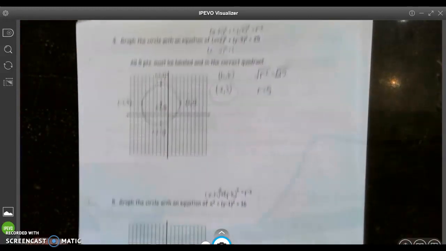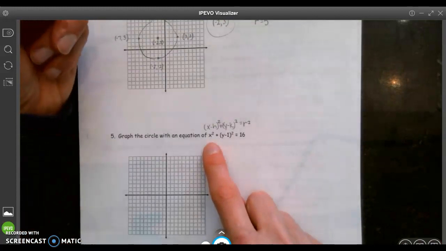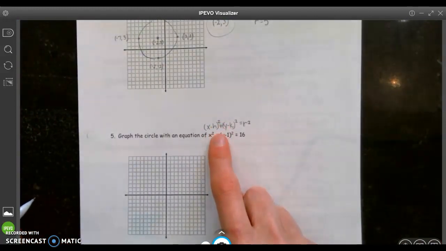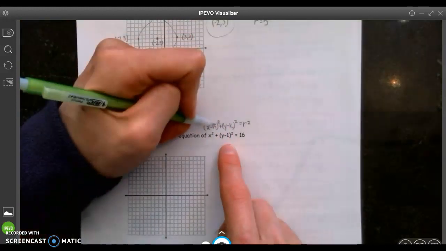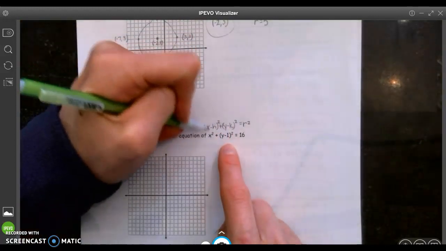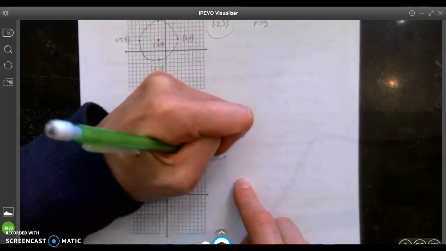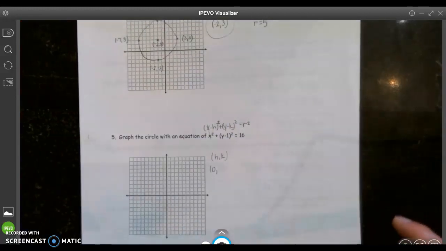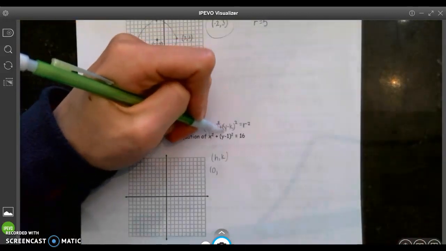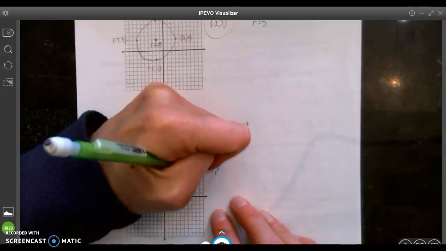So let me do that one more time. If I write my standard equation of a circle above the equation I'm given, I can see that there is no H. The X's line up, the squareds line up, but there's no H. So when I write that H, K, that center, my H is 0. If there's no number there, it's 0. And then when I look at my Y's line up, the negatives line up, K is a +1.